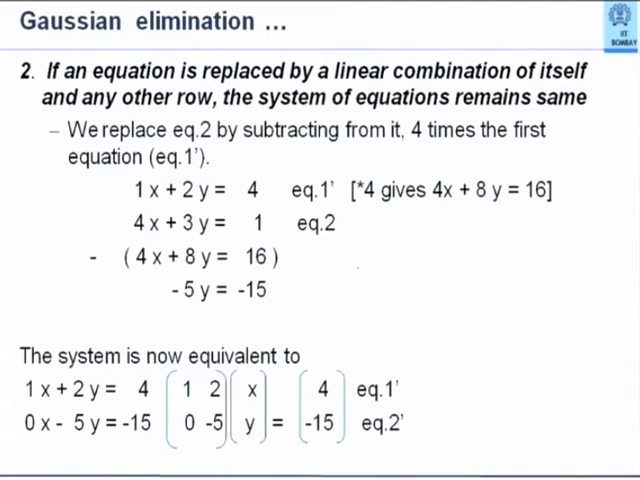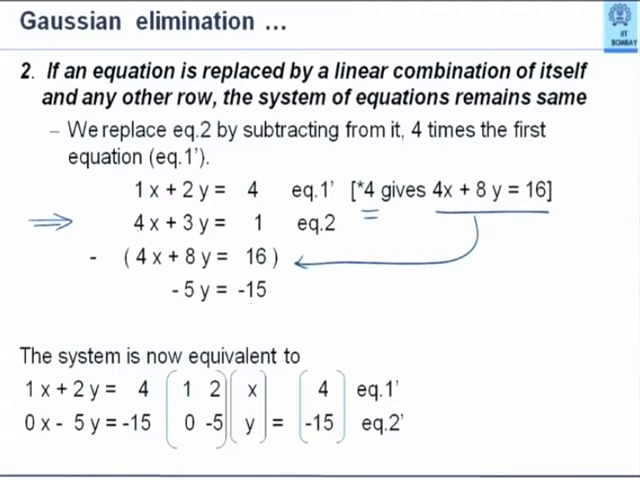I now look at the equation 2, which was 4x plus 3y equal to 1. I want to replace this 4x plus 3y equal to 1 by something else. I choose to replace it by first multiplying equation 1 dash by 4. This gives me 4x plus 8y equal to 16. And then I subtract 4x plus 8y equal to 16 from equation 2. I get this. Why am I doing this funny process? I am trying to eliminate x.